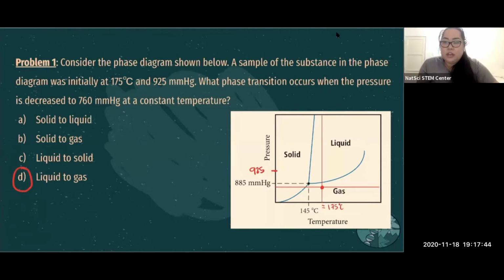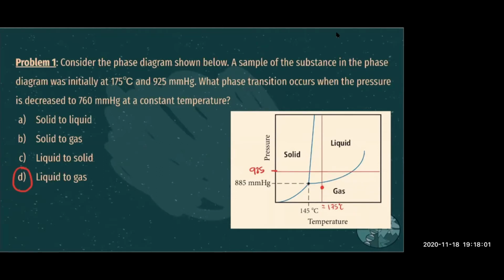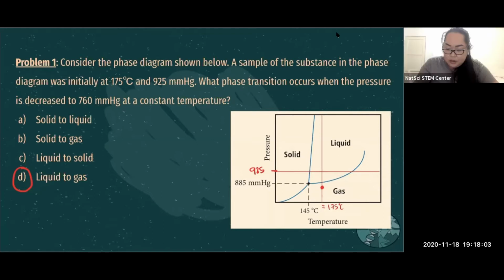Yeah, so in here, they gave you a starting point. They told you that the sample of the substance in the phase diagram was at 175 degrees and 925. So that's why I started here. And if you decrease the pressure while keeping the constant temperature, so same temperature, then you just go from a liquid to a gas.